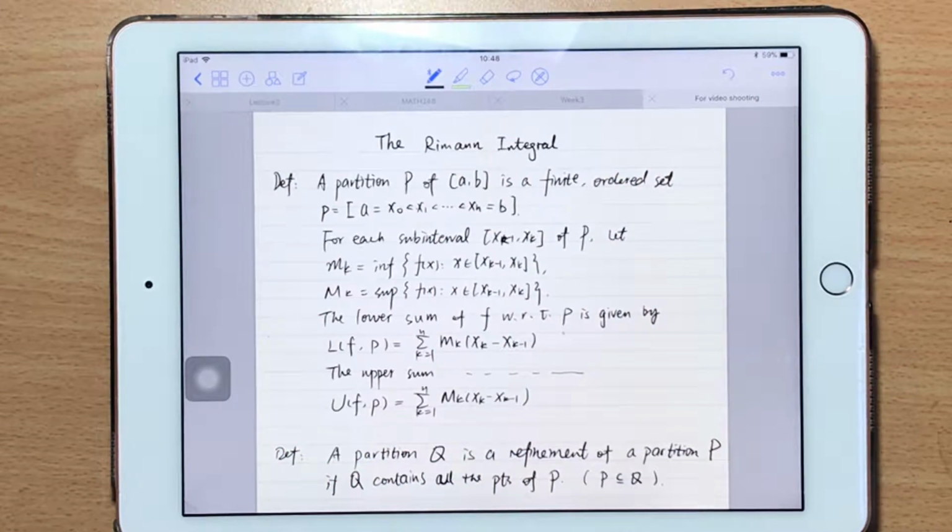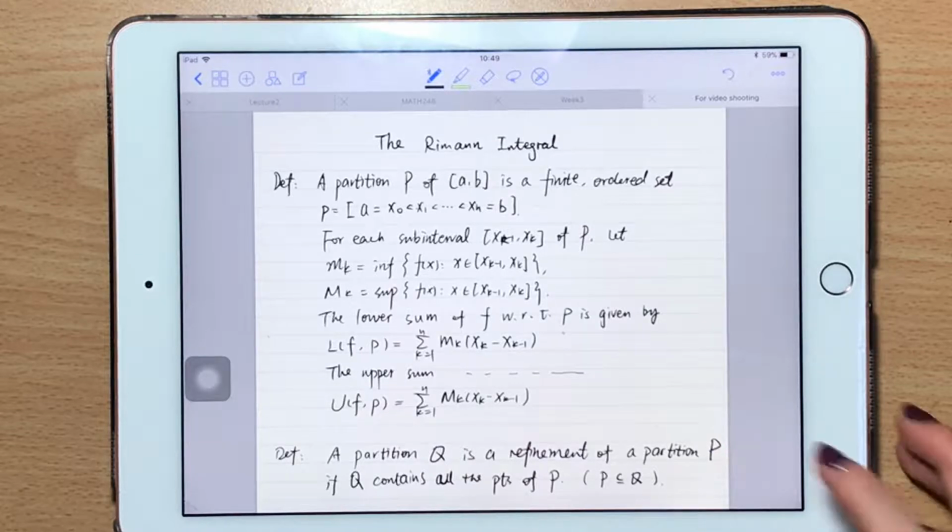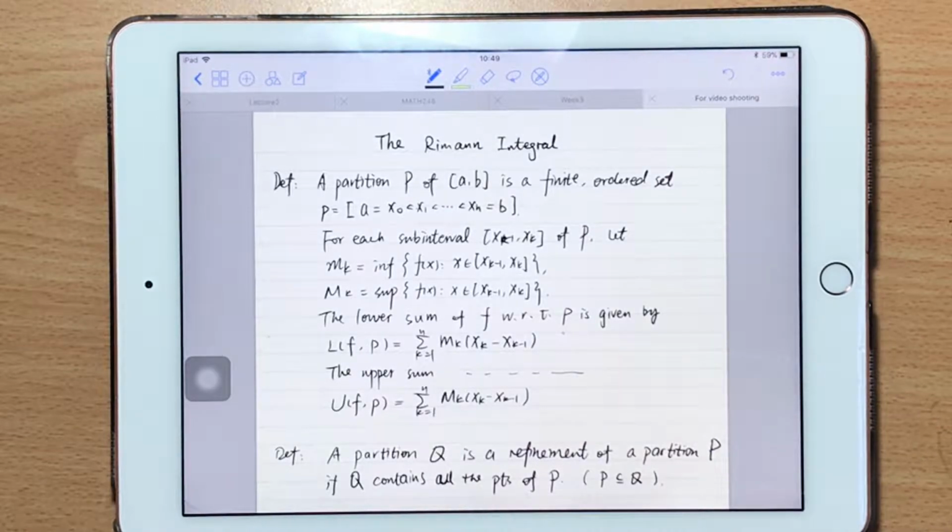Hey guys, from this video we're gonna move on to Riemann integral, and in this video I'm gonna introduce you guys some very simple and basic concepts for the preparation for the definition of a Riemann integral. And I believe we have already been exposed to integrals in high school, and remember what we did to understand what the integral is.